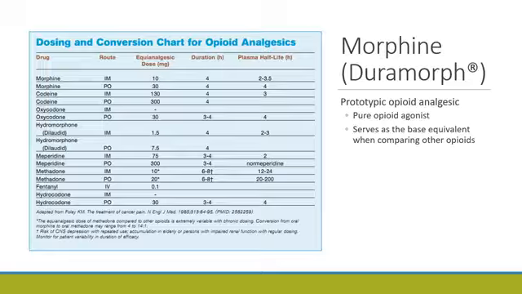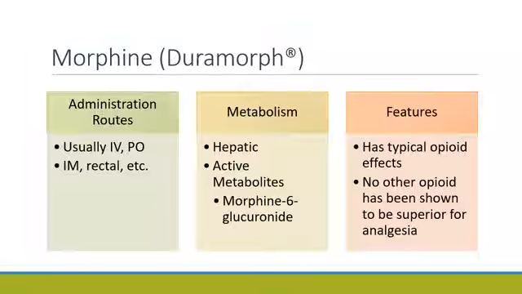And so you can kind of work backwards and find out what their daily dose is, and then add in either a different agent or add in some more of whatever they normally take, and this will help give you some baseline as far as converting all that. Morphine is typically administered either IV or PO, but it can be given intramuscularly, rectally, etc. So there's a variety of different ways that we can get it.